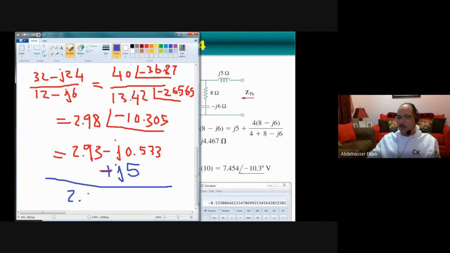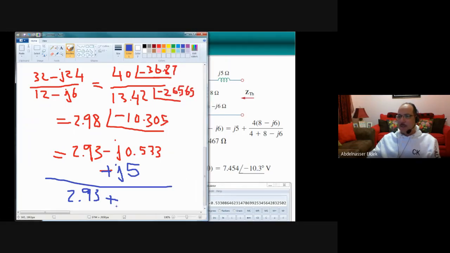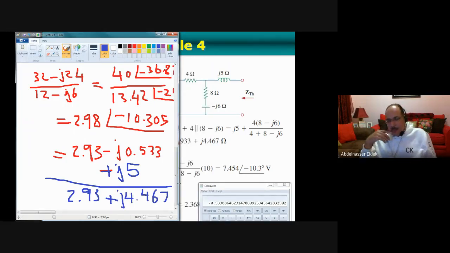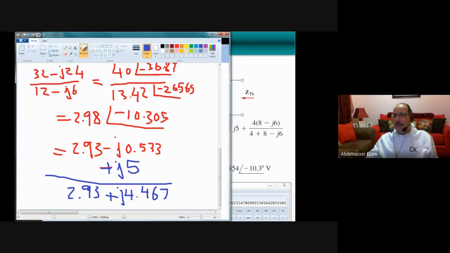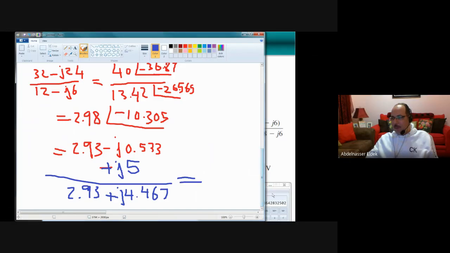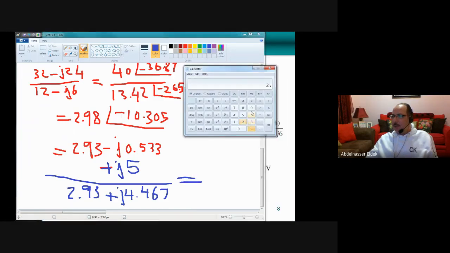That will be, of course, 2.93. I hope I did not make any mistake. Plus, of course, 5 minus 0.533, which will be 4.467 j, of course. That's it. So this will be the total impedance, and you need to flip this back from real and imaginary to amplitude and phase. So you can say, okay, this is 2.93 squared plus 4.467 squared, to the power of 0.5. Here it is, so it is 5.3.